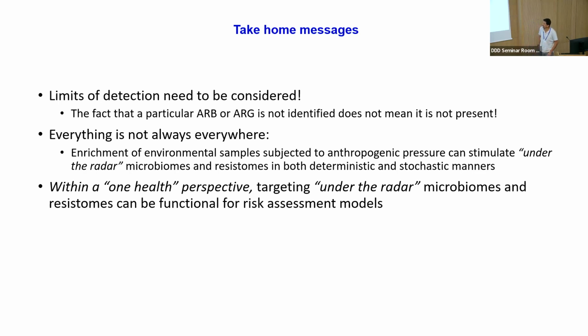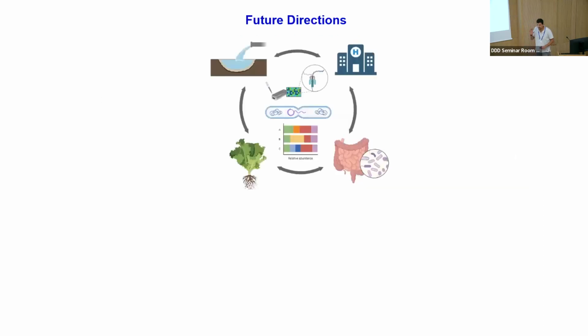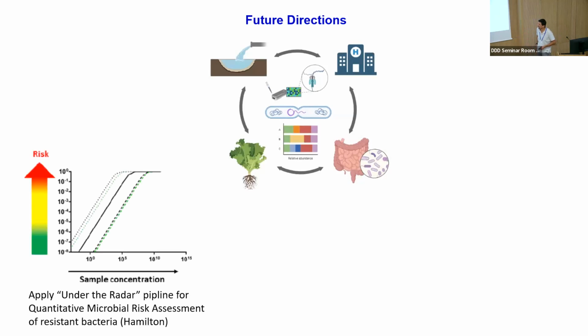And finally, within a One Health perspective, targeting under the radar microbiomes and resistomes can be very, very important for risk assessment models. So just to really summarize where we're going from here, after 10 years, you start saying, okay, what do we do with all this data? So we're trying to look at two directions. One is to try to use these enrichment types of platforms for quantitative microbial risk assessment. So how can I actually determine what the risks are of manure amendment, of treated wastewater irrigation within the context of human health?